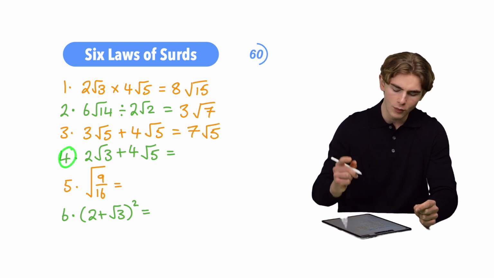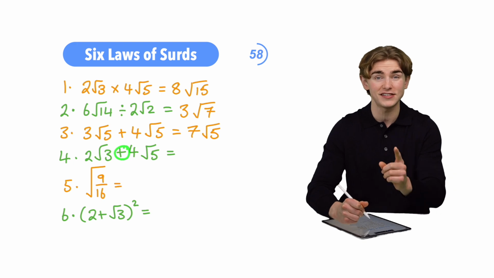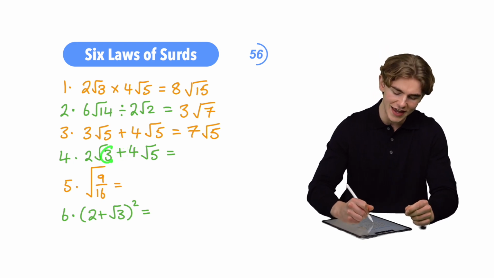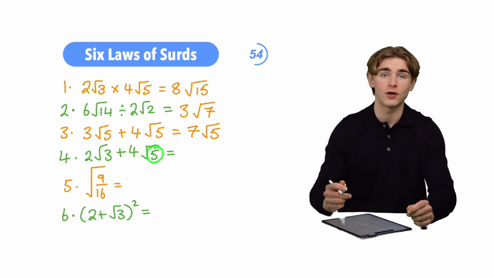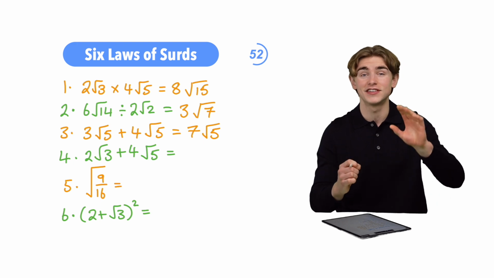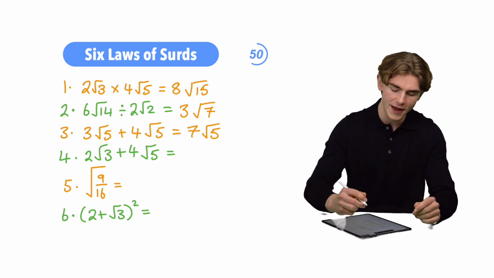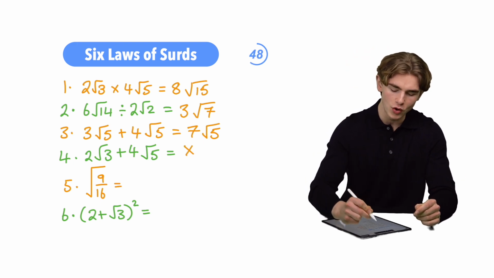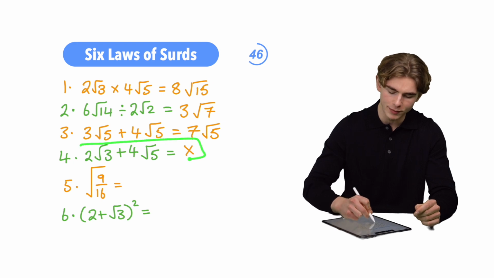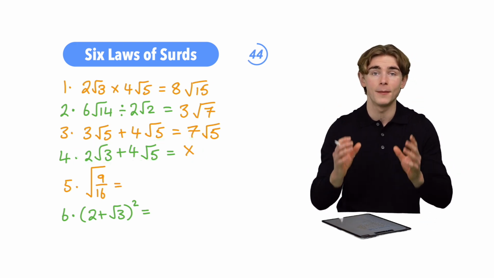Law number 4, where we're again adding 2 surds, but this time we have a different number on the inside. In the first one, we have a 3, and in the second one, we have a 5. Guys, in this case, there is absolutely nothing we can do to simplify. So I'm going to put a cross there. We cannot simplify 2 root 3 plus 4 root 5 because they have different numbers on the inside of the surd.